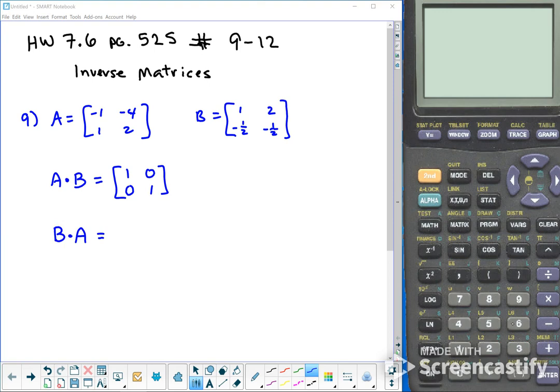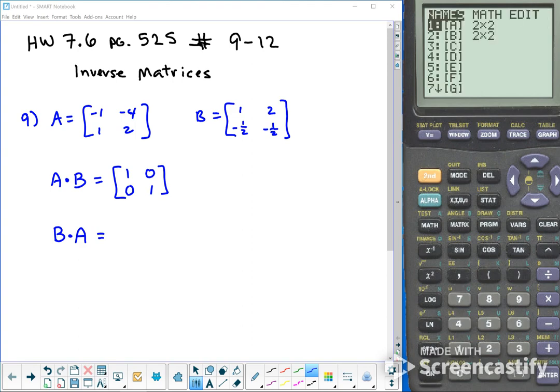So in my calculator, I'm going to go into the matrix menu. I'm going to edit matrix A, and I'm going to put in the values. This is a 2 by 2. So -1, -4, 1, 2. Okay, exit out. Go into edit matrix B, which is another 2 by 2. So it's 1, 2, -1/2, and -1/2. Okay, exit out.